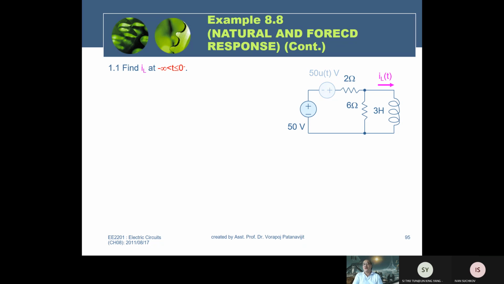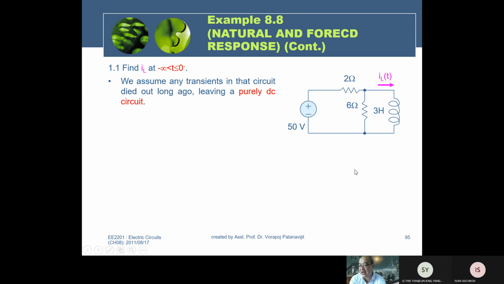If it is the driven source situation, you must compute IL following my steps. IL for time less than 0: for time less than 0, this source is not activated yet, right? The unit step is not activated. For time less than 0, the source is gone, so only one source is left in your circuit. What happens? The inductor performs like a full charge, meaning the inductor acts like a short circuit. We assume any transient in the circuit died long ago, leaving a pure DC circuit, and the inductor acts like a short circuit to the DC current.